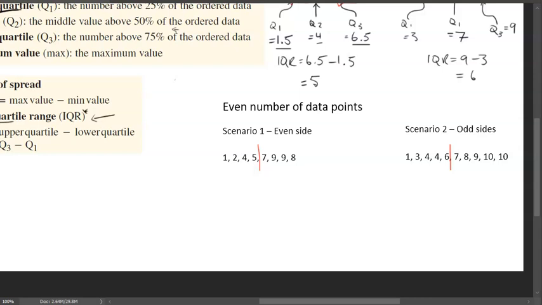The only tricky thing in this part is that when we have an even amount, we split this line, we put this line in the middle, and we work out our Q2, in this case, is just the average of 5 and 7, or what's in the middle of 5 and 7. So our Q2 in this case is 6.